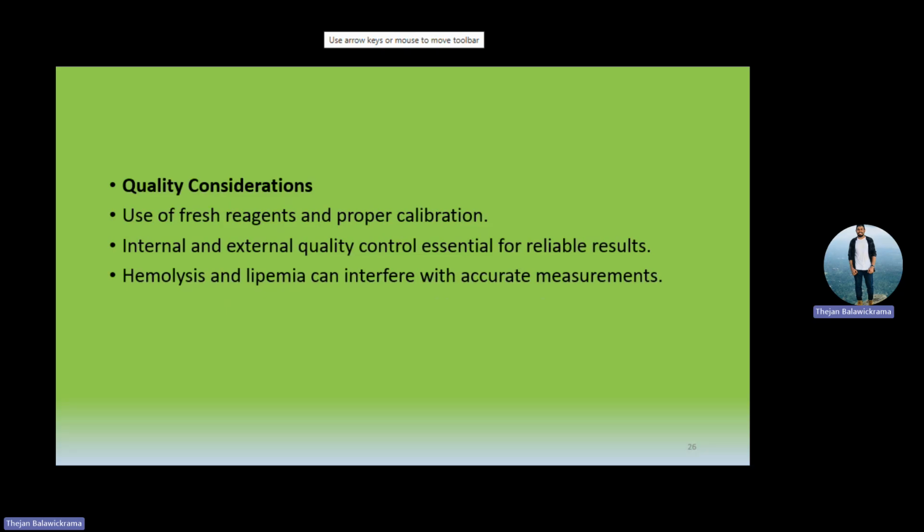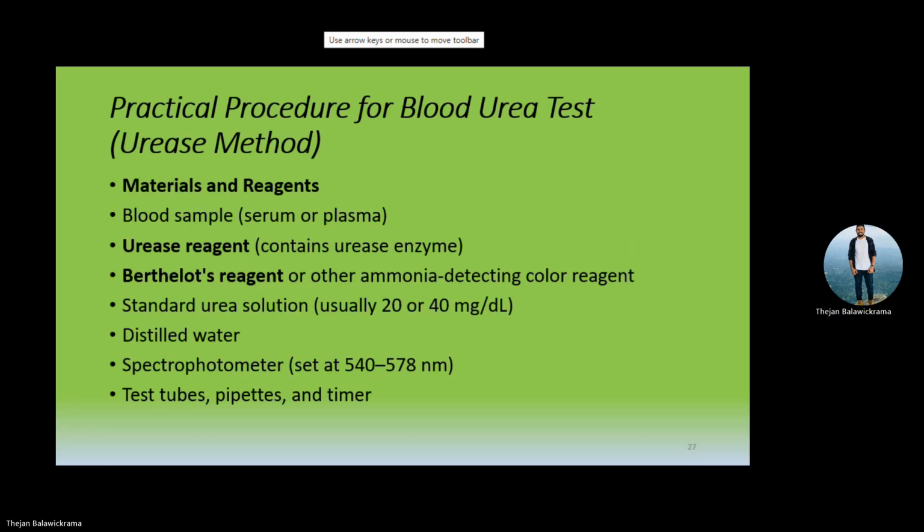And also hemolysis. Hemolysis means we have to consider the iron level in the blood and the lipid level in the blood. So that also affects the accuracy of the measurement result. Right. So that is the scientific background of the test.